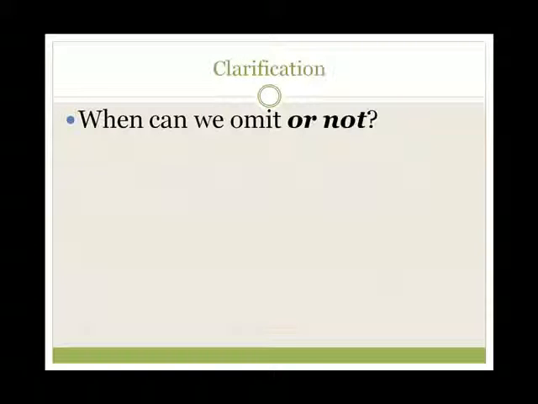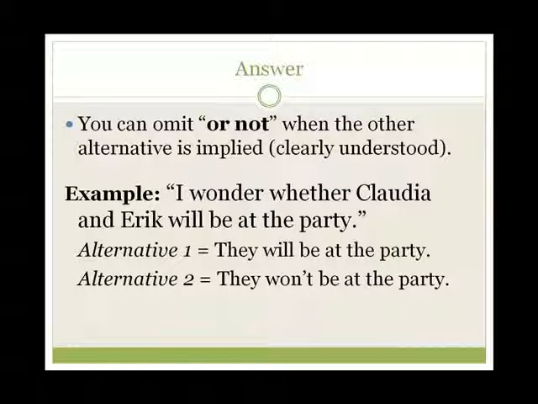Now, some of you may still be confused about when we can omit or leave out or not. So let me explain a little more. You can omit or not when the other alternative is implied or clearly understood. For example, I wonder whether Claudia and Eric will be at the party. The first alternative, they will be at the party. The second alternative, they won't be at the party. The second alternative isn't stated, but it's clearly implied, so we can leave out or not.